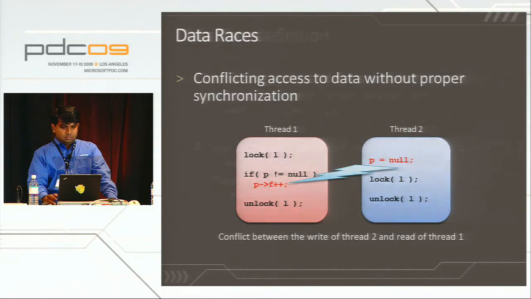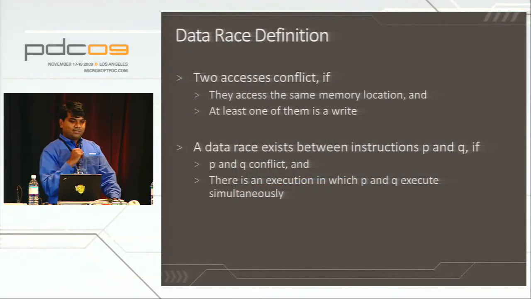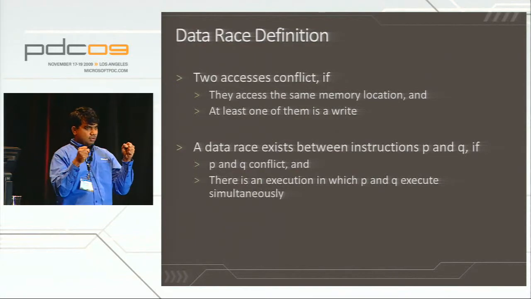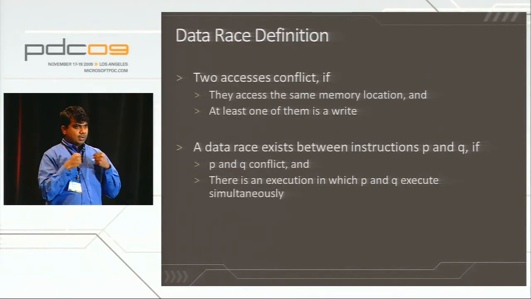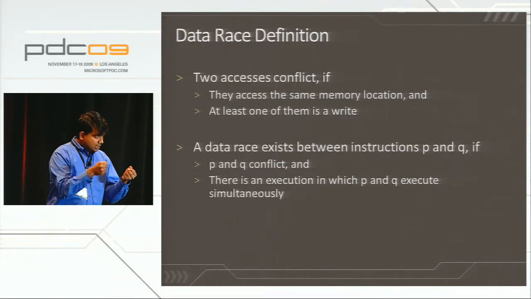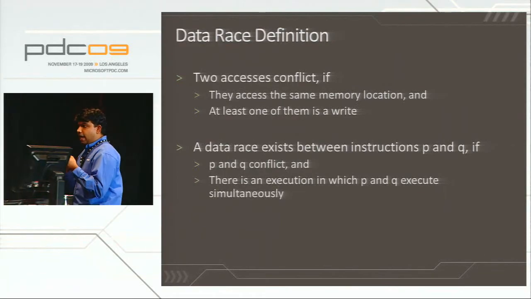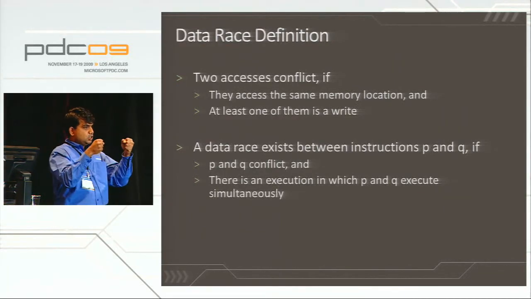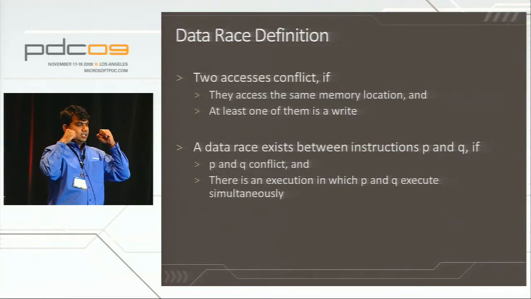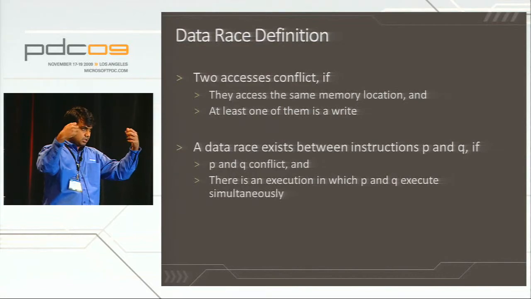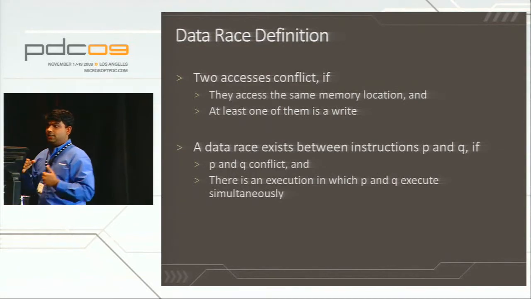Now the actual definition is that you have two accesses in two different threads and they conflict. By conflict, I mean they both access the same memory location and at least one of them is a write. And if these two accesses can happen simultaneously, that means there are two processors, one about to do the read and another about to do the write to the same memory location, that is a data race.